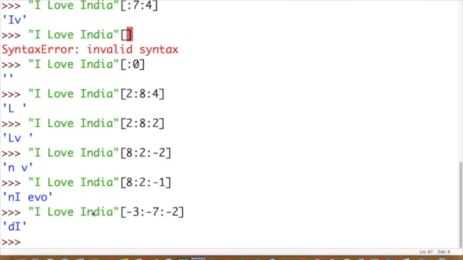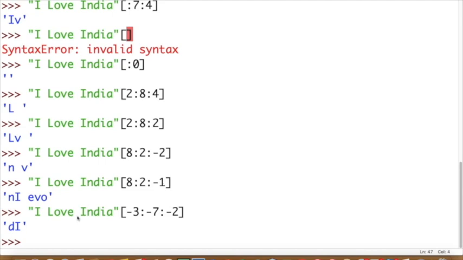Now since we are counting backwards, we have to add 1 to this index. So minus 7 plus 1 is minus 6. Let us find out the index up to which it will iterate, and that is E. The index of E is minus 6, up to which the slicing will go. And jumping from backwards, we have to jump two letters at a time.